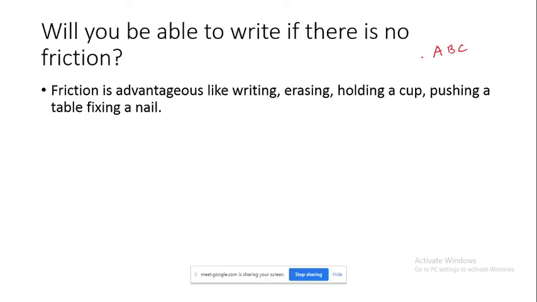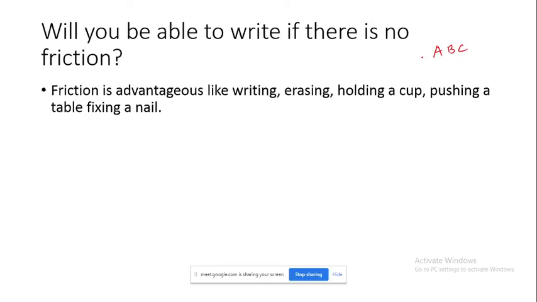So if there is no friction, what happens? You won't be able to hold a cup. You won't be able to take a book from the table. You won't be able to push a thing. So friction is good. Okay, so I am now saying friction is good. But yeah, we will see.